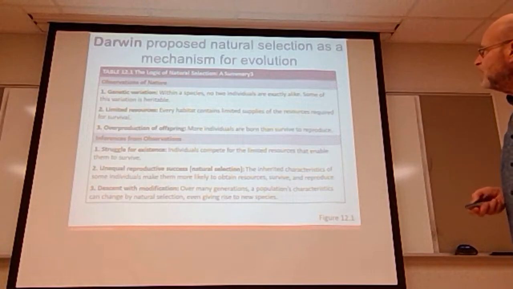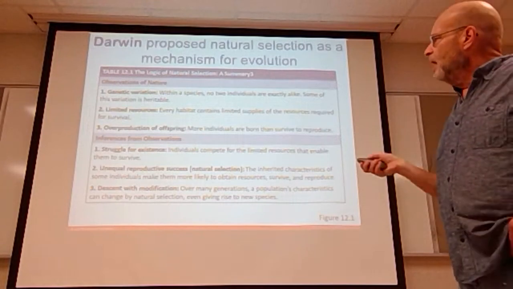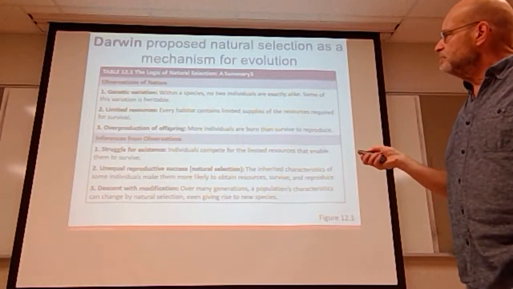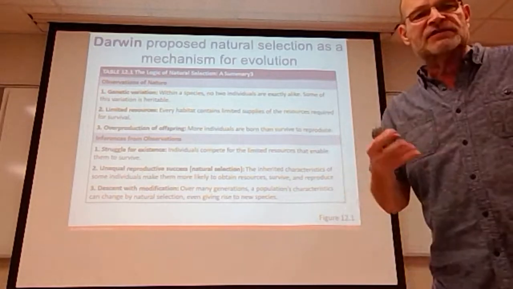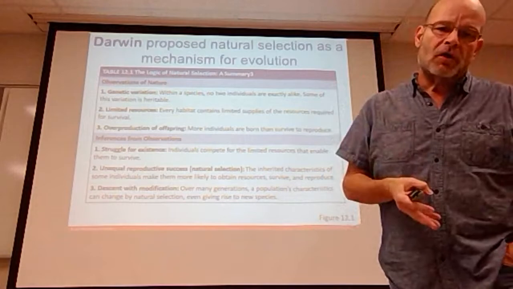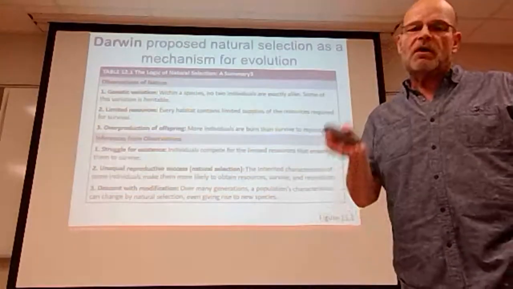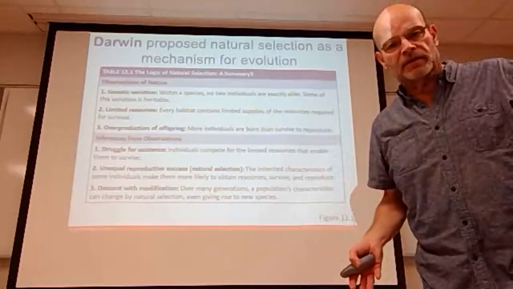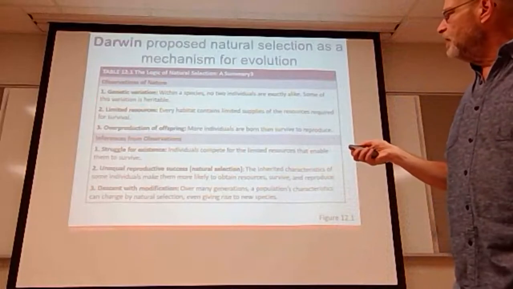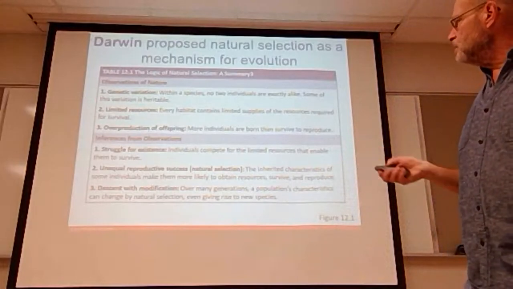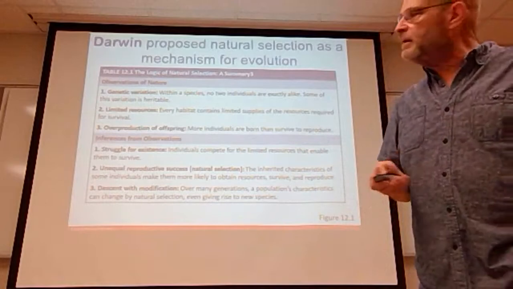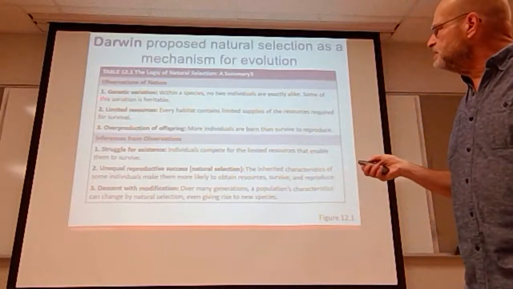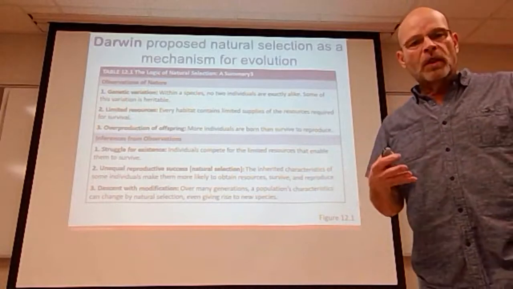But Darwin proposed natural selection as a mechanism. The things he observed in nature: genetic variation. Within a species, there is variation. There are tall humans, there are short humans, there are brown-haired humans, there are blonde-haired humans. All of that is genetic variation. Limited resources. Suppose a human goes to live on an island and there's only one or two things to eat. Could that play a role?